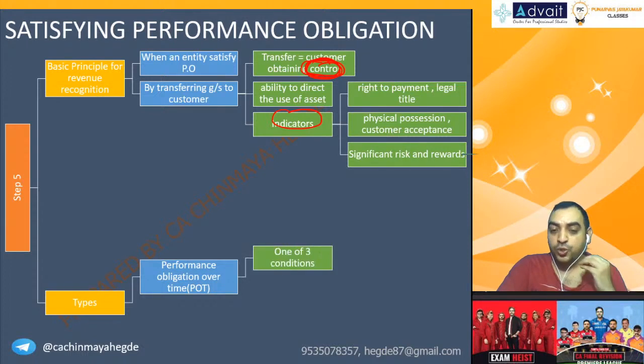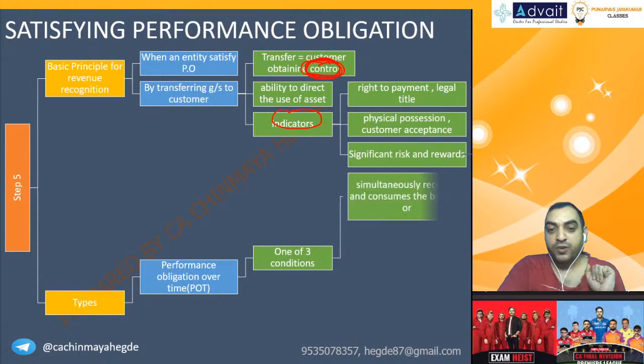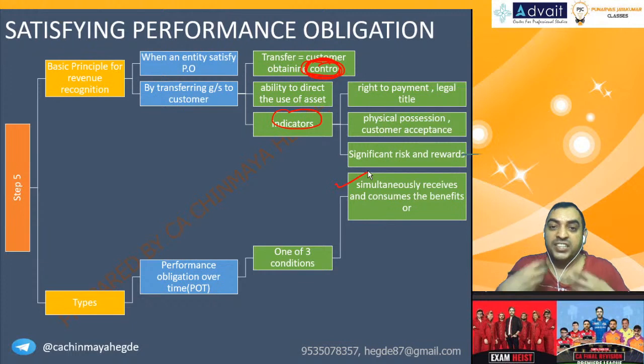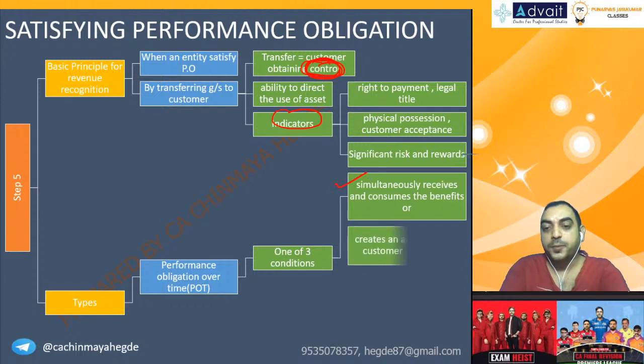Performance obligation over time: even if one of these conditions is satisfied, it is performance obligation over a period of time, and proportionately you can recognize. First: simultaneously receives and consumes the benefit. As and when the seller provides, the buyer gets the benefit. For example, we are doing a class now. As and when I'm explaining, you are getting the benefit. So simultaneous consumption. That is this point.